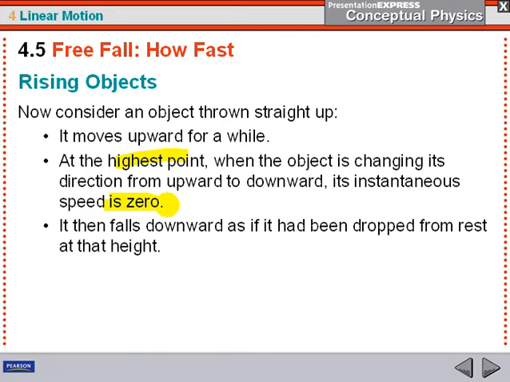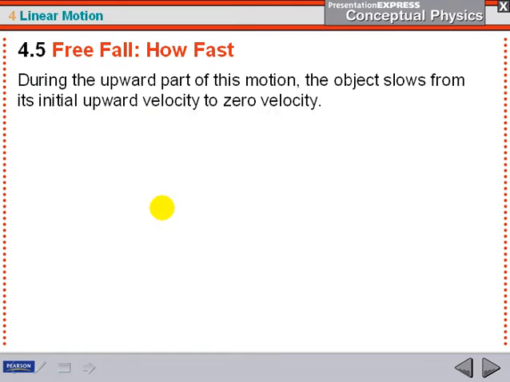And then it falls downward, but think about it. It's just as if the object was dropped from that spot where its velocity is 0. So it's just as if it's in free fall. So let's look at it in even more detail.